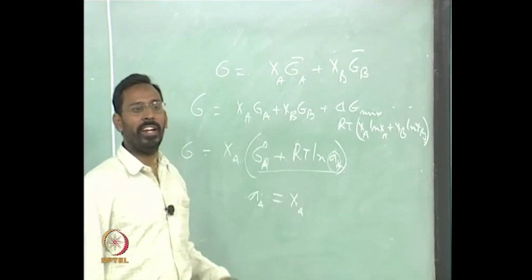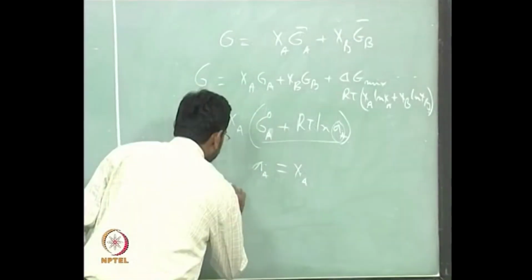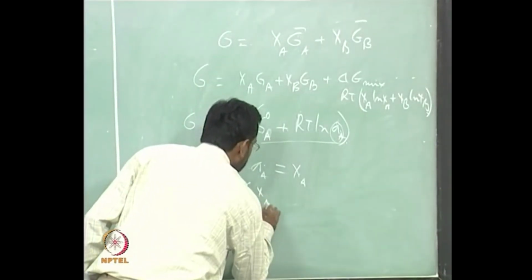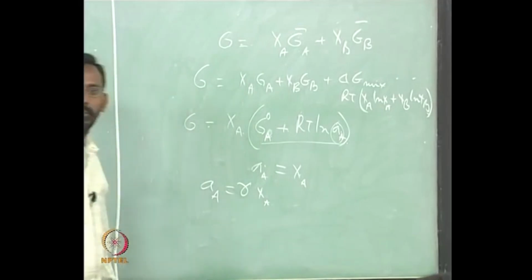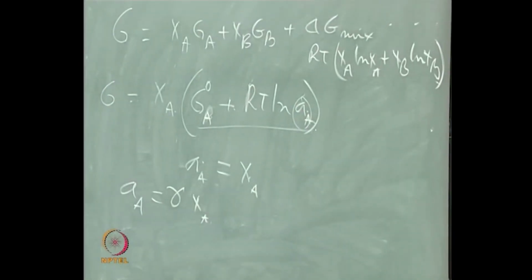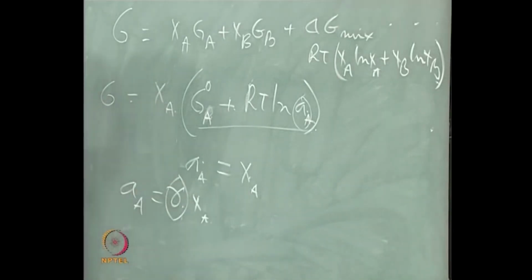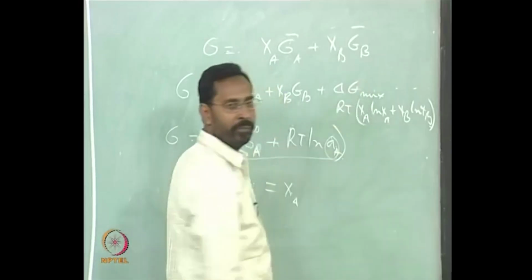The moment I say it is not an ideal solution, then I can write a as equal to gamma into XA, where you talk of an activity coefficient, and then this gamma actually brings out the delta H mixing.